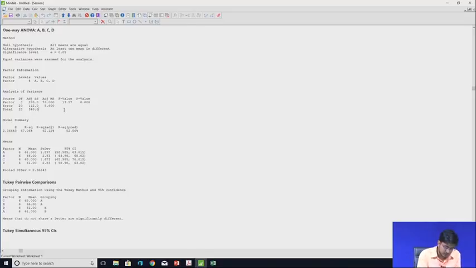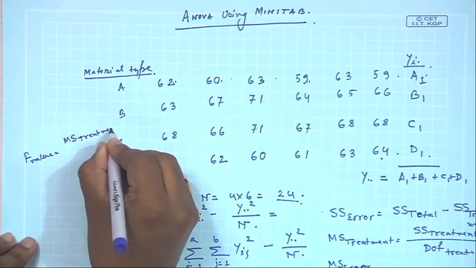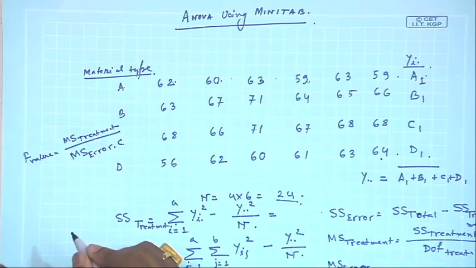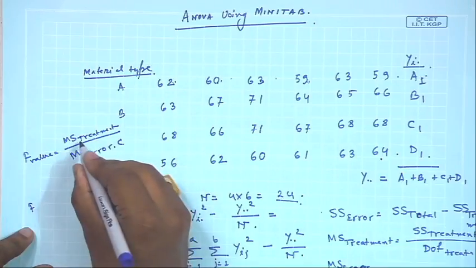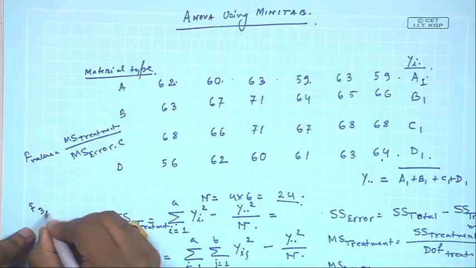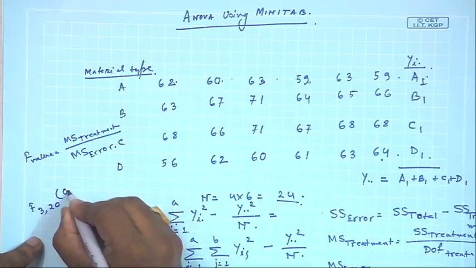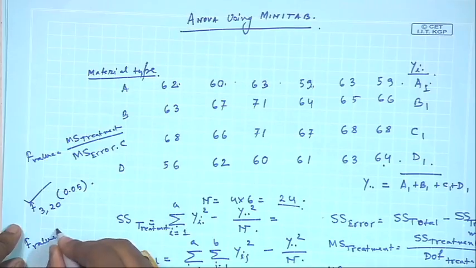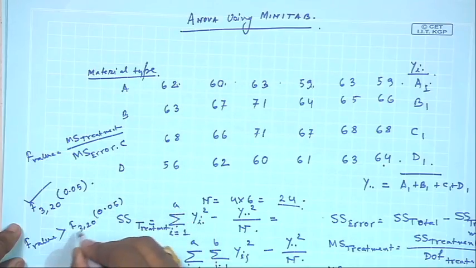Now, the F value we will calculate. F value is equal to MS treatment divided by MS error. So, the F value we will get. Now, we have to compare with the tabulated F value. Here the degree of freedom of MS treatment will be 3 and of MS error will be 20, and in this case our alpha is 0.05. So, from the table we will get this value. Now, we have to compare whether the F value is greater than or less than this tabulated value.